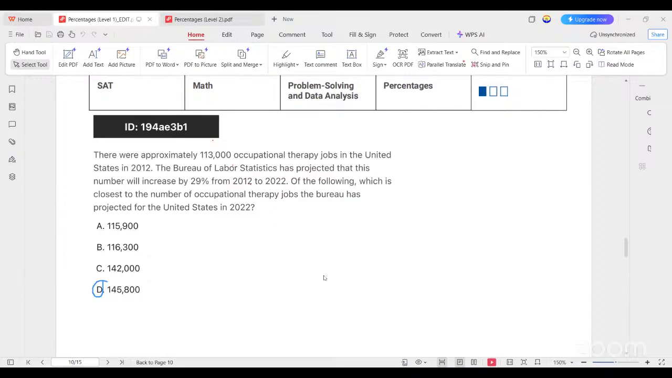Abhiram, you can explain. If the number is going to increase by 29%, you have to multiply 113,000 by 1.29. When you do that, it's 145,800, or closest to that.